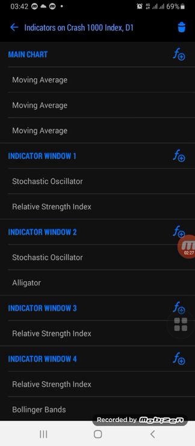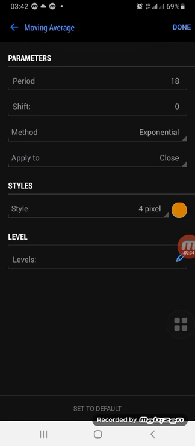It's only two moving averages that we are looking at in that place. The first one is exponential moving average 18, period is 18, shift is 0, method is exponential, apply to close. You can choose any color of your choice. I choose gold, and you can click on done. The next one here will have period is 40, shift is 0, method is exponential, apply to close. I choose blue. You can choose any color of your choice.